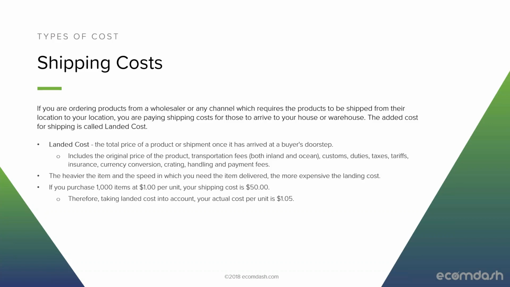So if you purchase 1,000 items at $1 per unit, your shipping cost is $50. Therefore, taking landed cost into account, your actual cost per unit is $1.05. Essentially, we're just taking the $50 and splitting it across the individual units. That's the dollar per unit, but you do want to keep shipping in mind. So it takes it from simply $1 to $1.05.